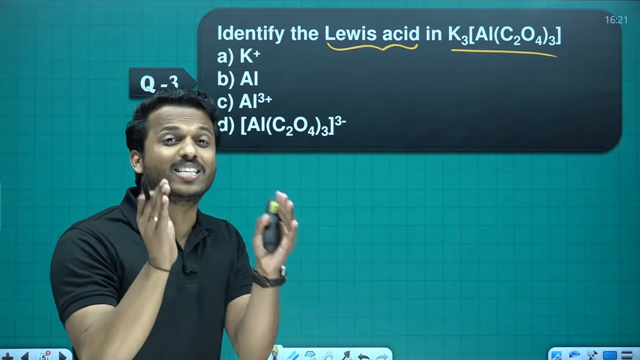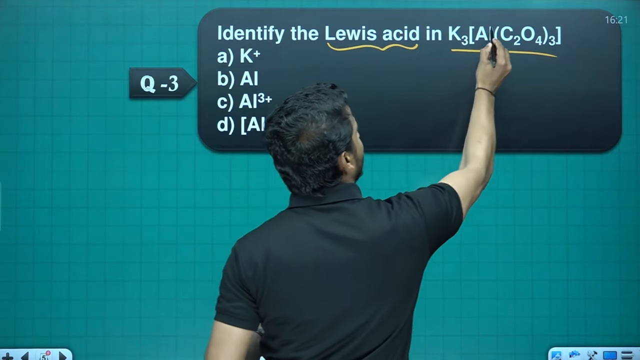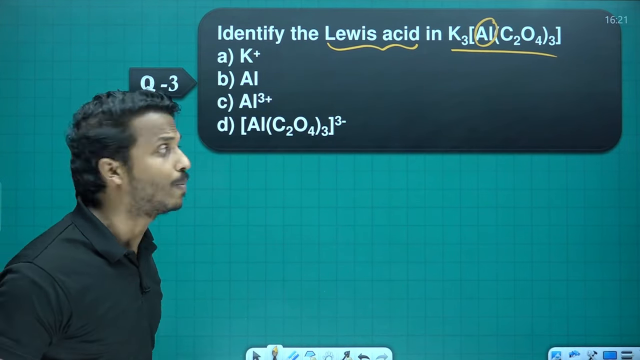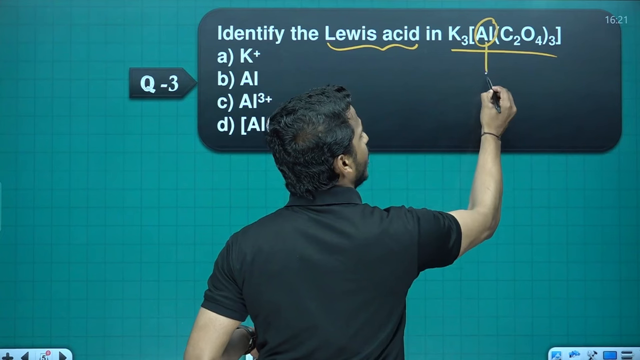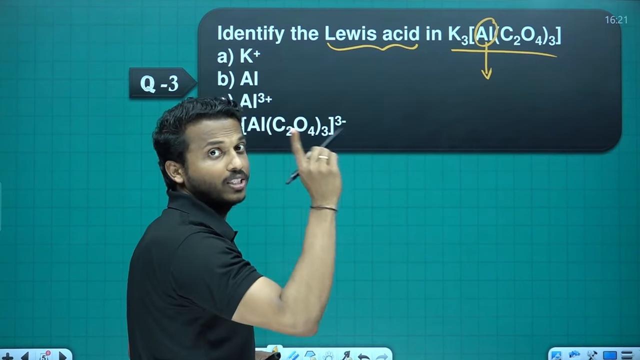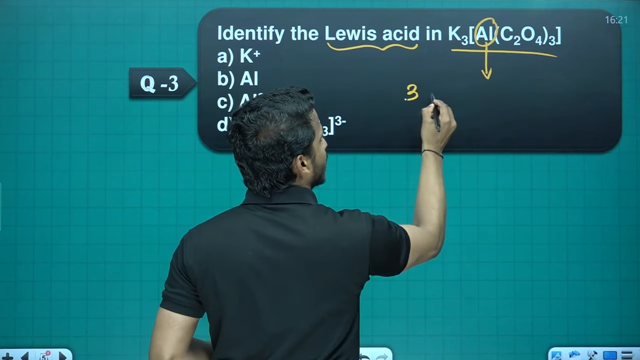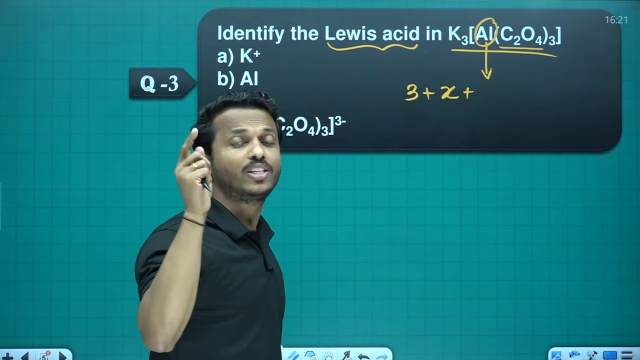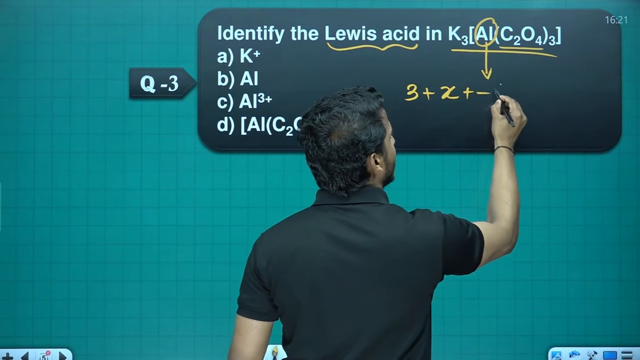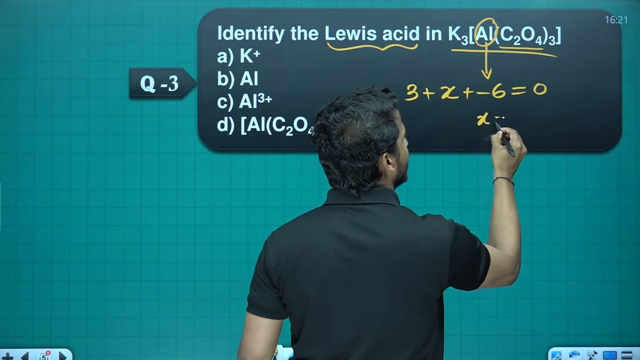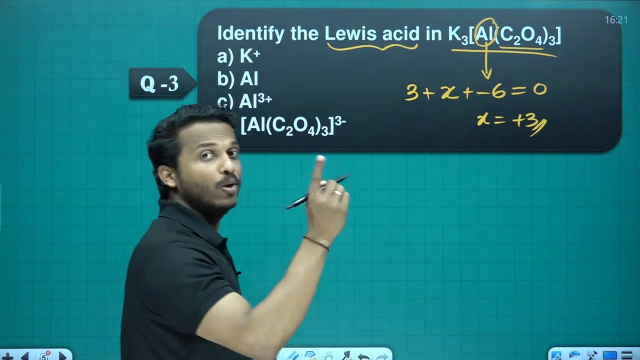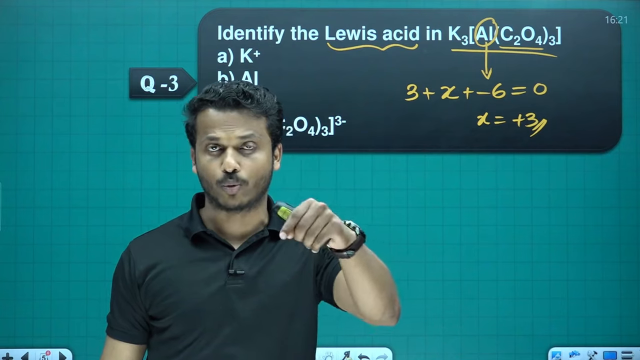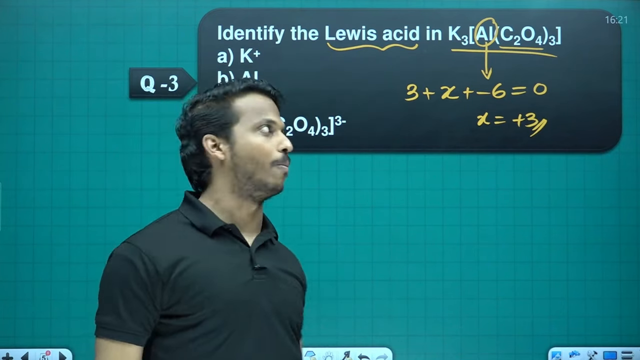Next one, identify the Lewis acid in this complex. Lewis acid means the central metal atom. Which is the central metal atom here? Aluminium. Whether it is aluminium or aluminium 3+, check it. What is the charge of aluminium in this case? Potassium charge is +1, so 3 potassium gives plus 3, aluminium X. This is oxalate, whose charge is -2, so 3 oxalate is -6. Overall 0, X is equal to +3. Yes, here aluminium is in +3 charge. So that is the Lewis acid, or the central metal atom, in this complex.